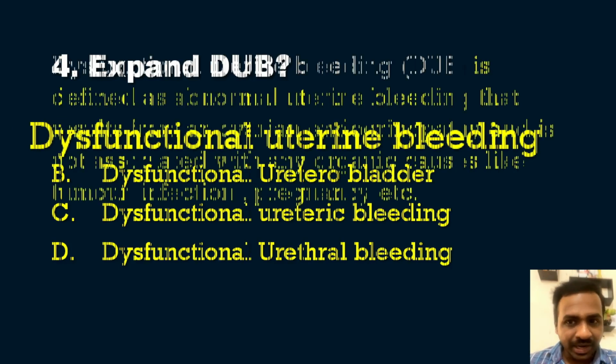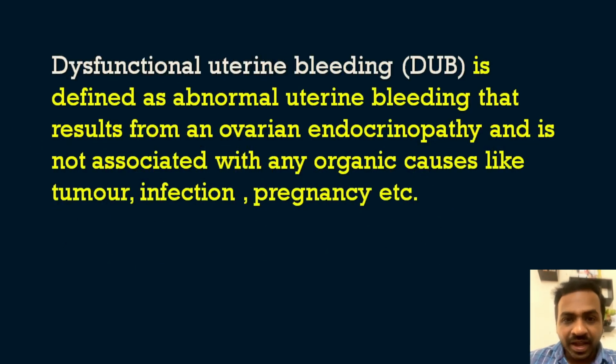Okay, uterine bleeding. So what is DUB? It is defined as an abnormal uterine bleeding that results from an ovarian endocrinopathy and is not associated with any organic causes like tumor, infection, pregnancy, etc. So this bleeding is abnormal and related to ovarian endocrinopathy, and it is not associated with any organic causes like tumor, infection, pregnancy, etc. Okay, so that is dysfunctional uterine bleeding or DUB. So I think that also was very informational.